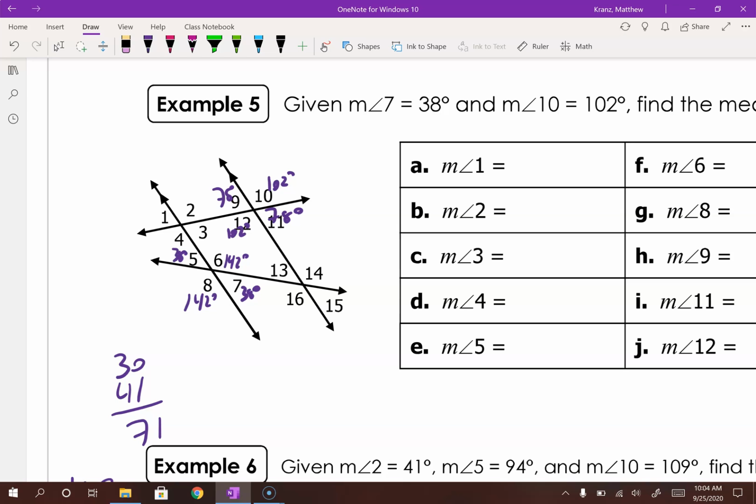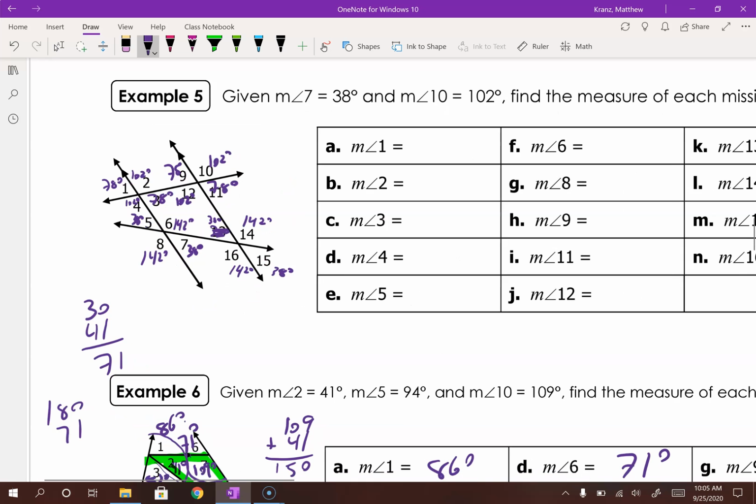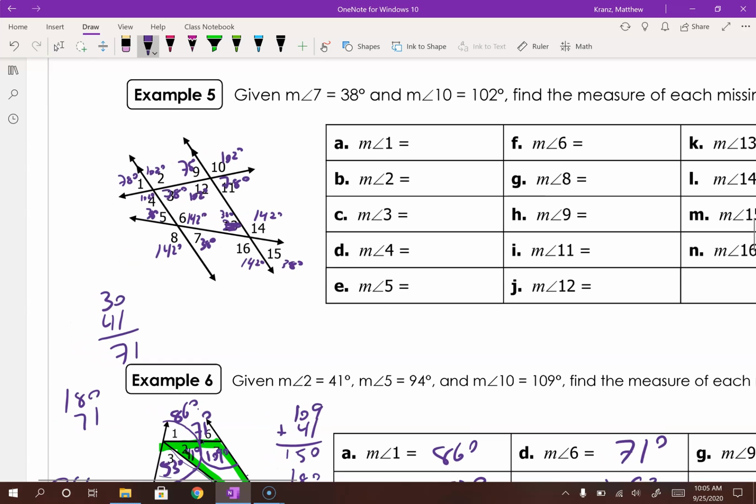When I look at my parallel lines, I see 10 and 2 are going to be corresponding angles. So this will be 102. So we have 78. And this will be 102, and this will be 78. Same thing here, 5 and 13. Those are corresponding angles, so that would be 38. This will be 142. This will be 142. This will be 38. Then we can go ahead and fill them in.